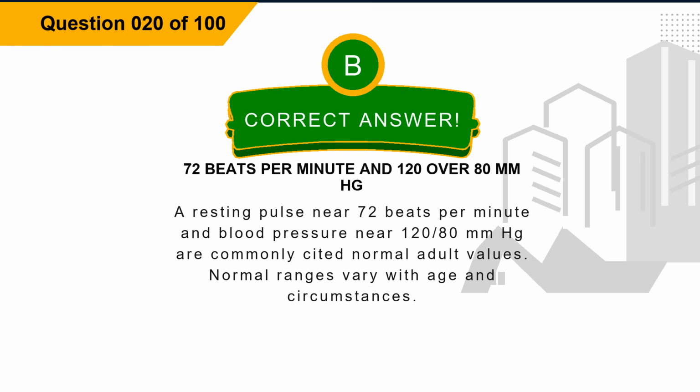The correct answer is option B, 72 beats per minute and 120 over 80 mm Hg. Explanation. A resting pulse near 72 beats per minute and blood pressure near 120/80 mm Hg are commonly cited normal adult values. Normal ranges vary with age and circumstances.